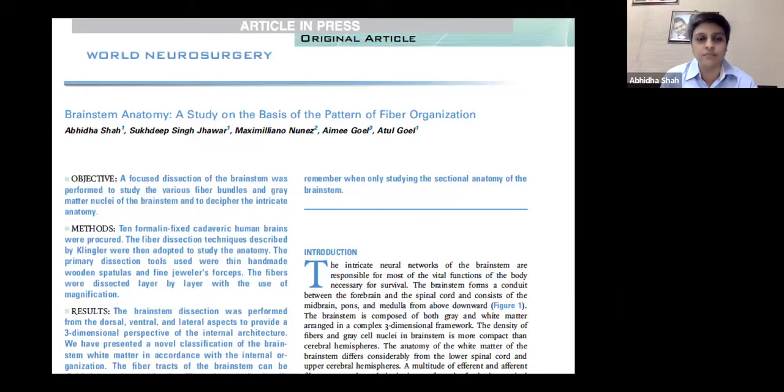So this is a recent publication that we have done from our department. The dissections in this presentation have been done, a few of them by me, but the majority by Dr. Sukhdeep and Dr. Nunez. So you will see how beautifully it has been dissected.